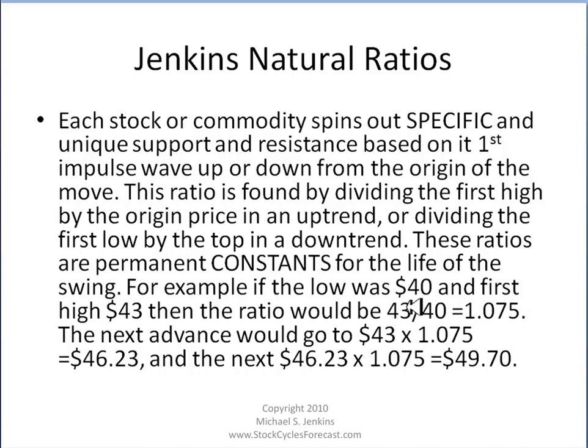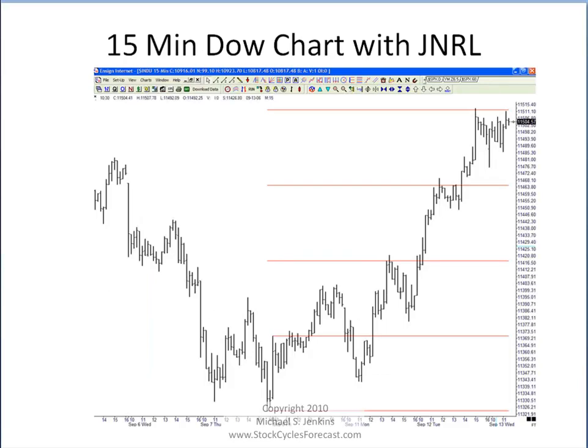If it exceeded the 43 top, you would now multiply that top times this ratio, and it would give you the next top. And if that next top was exceeded, you multiply that times the same constant ratio, and it would give you the next one, etc., all the way on up.